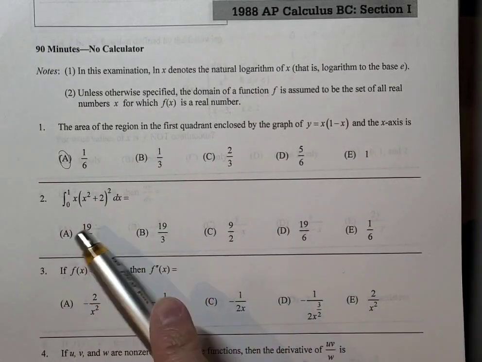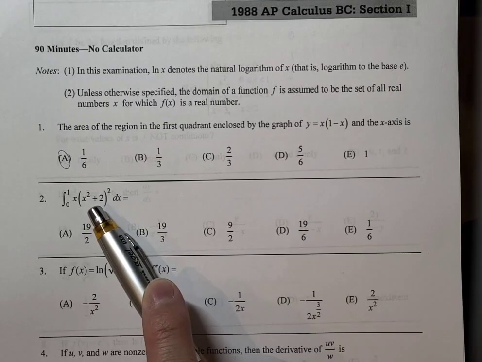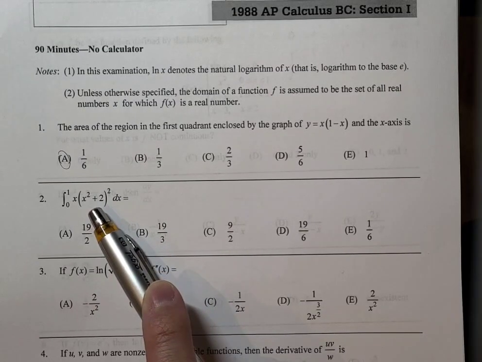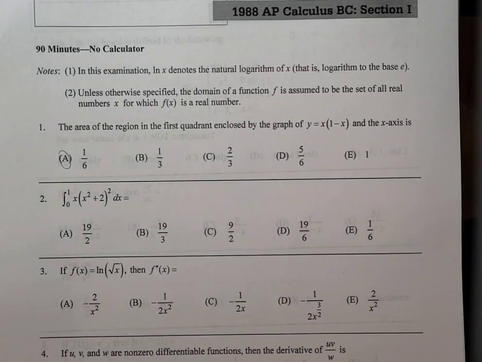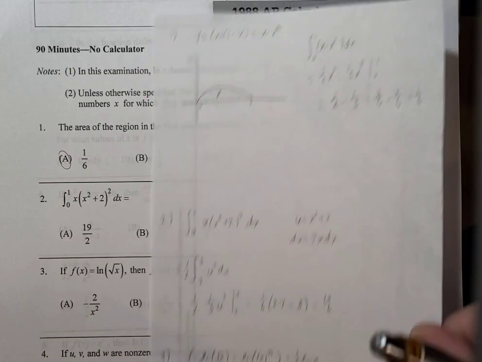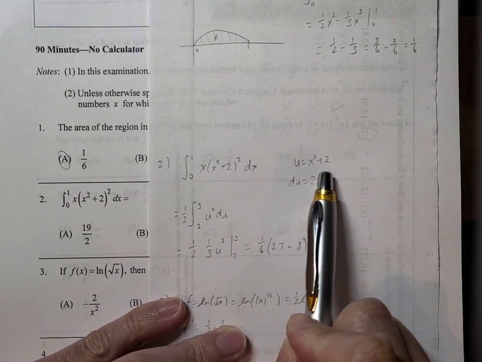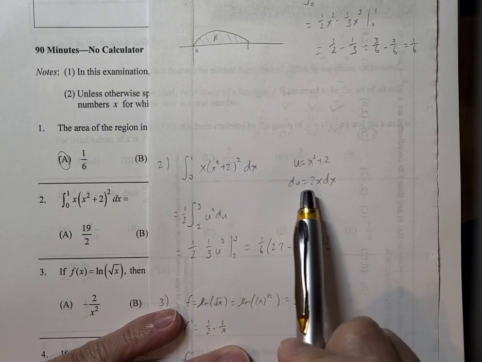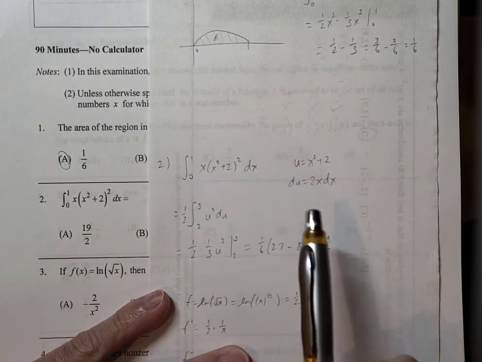Next, this integral. You can do a substitution to solve it, which is what I did. You could simply expand this out to x to the 4th plus 4x squared plus 4, then distribute the x in, and do the power rule for each of those terms. Or we can do a substitution where u is x squared plus 2. I want to substitute because du is 2x dx, the signature of x dx.